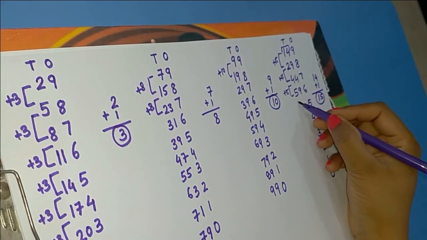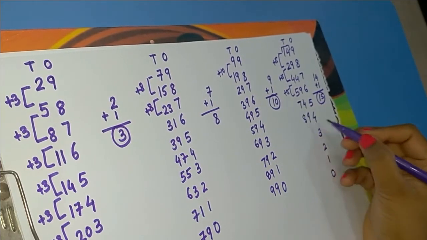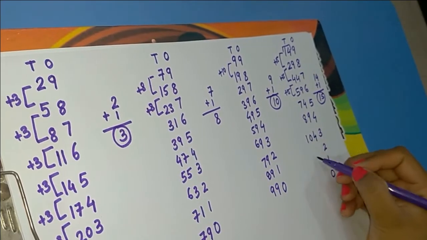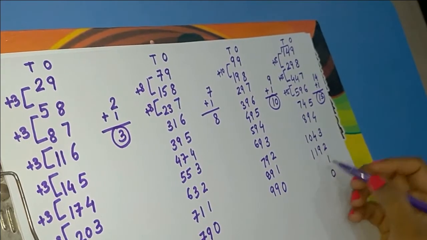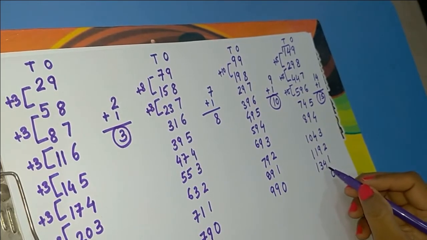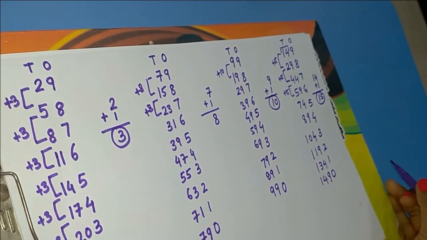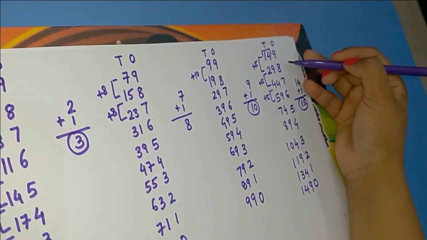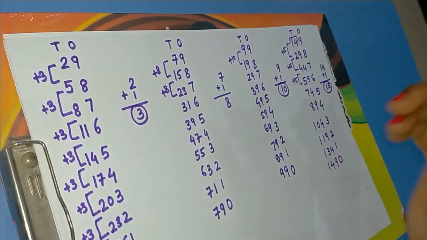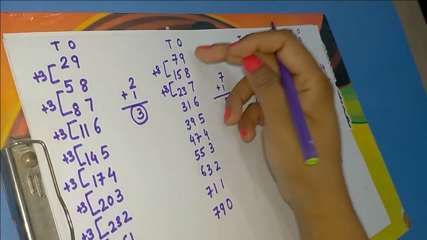59 plus 15, that is 74. 74 plus 15, that is 89. 89 plus 15, that is 104. 104 plus 15, that is 119. 119 plus 15, that is 134. And 134 plus 15, that is 149. So here you can see how easily we wrote the table of even a 3-digit number, that is 149. I hope you understood the concept of how easily we can write the table of any number which has 9 at its ones place.